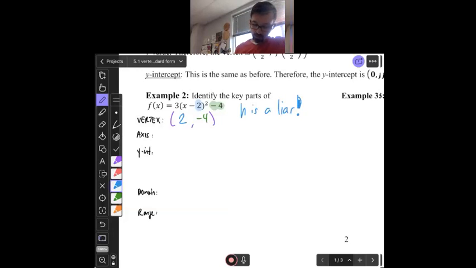Axis of symmetry, super easy, right? Just whatever that x value is. But remember, it needs to be written as an equation because it is a line. So it can't be written as a number or a point. It's a line, so it needs to have an equation. So x equals 2.